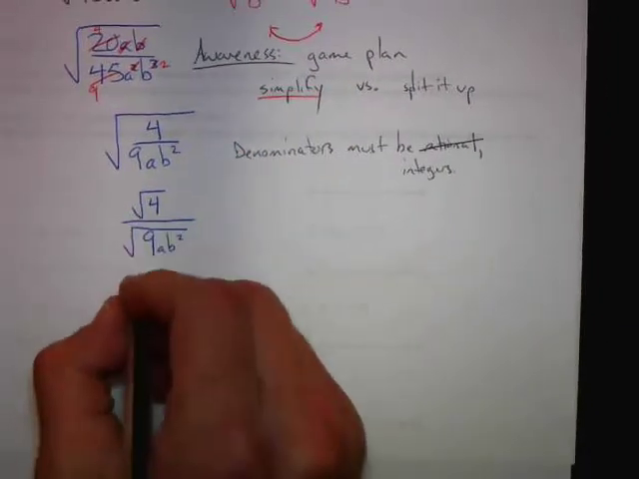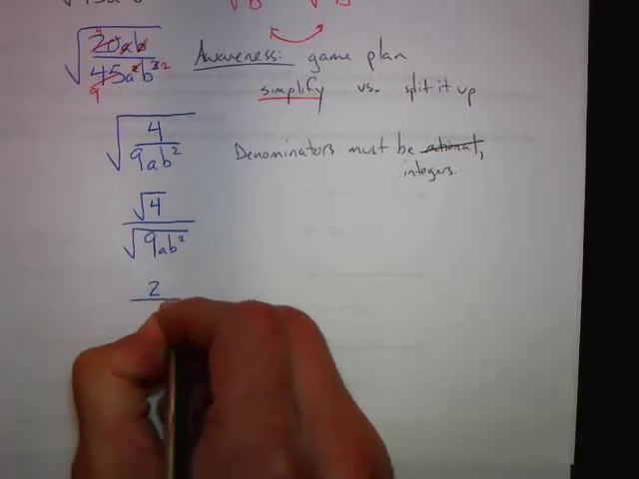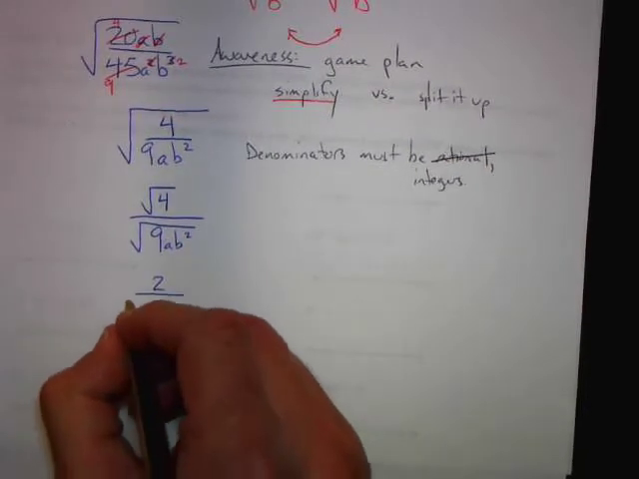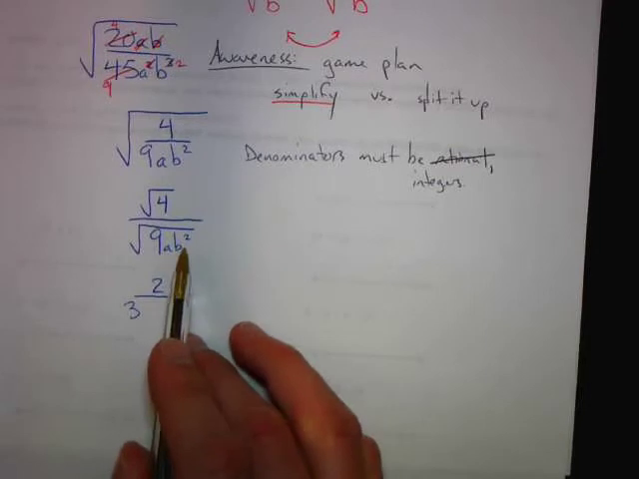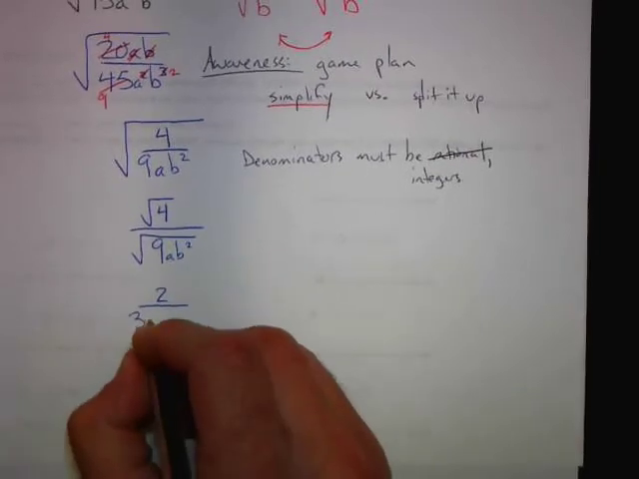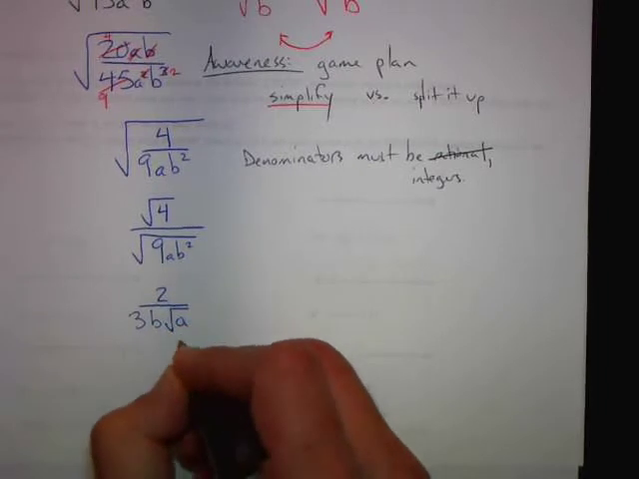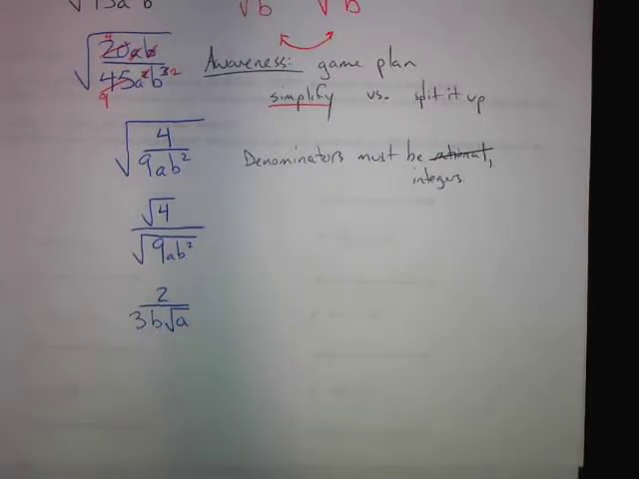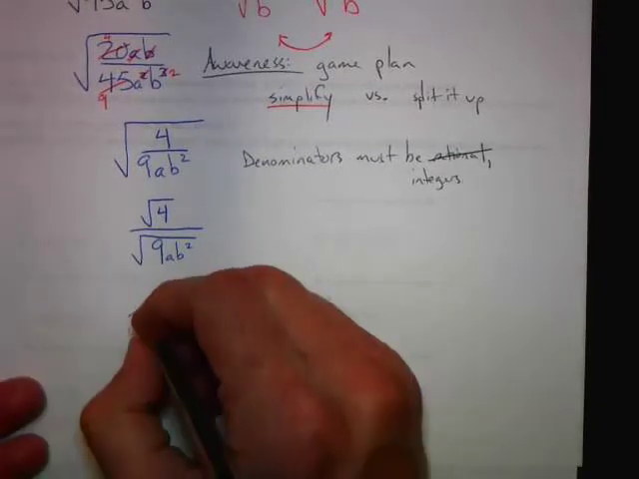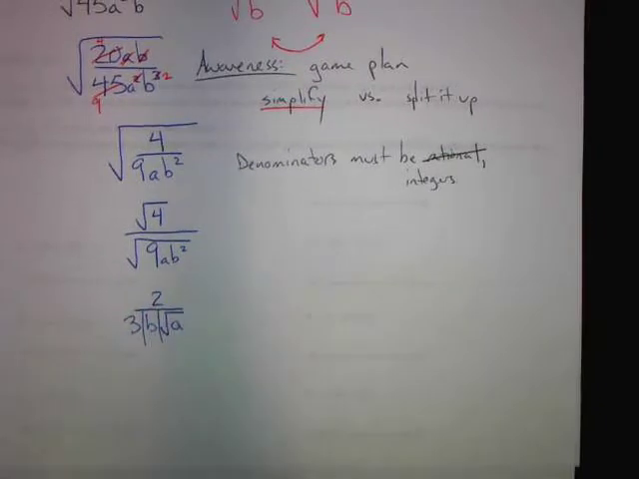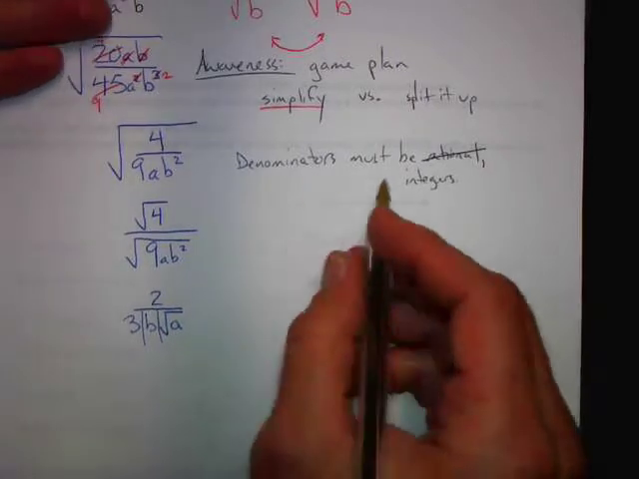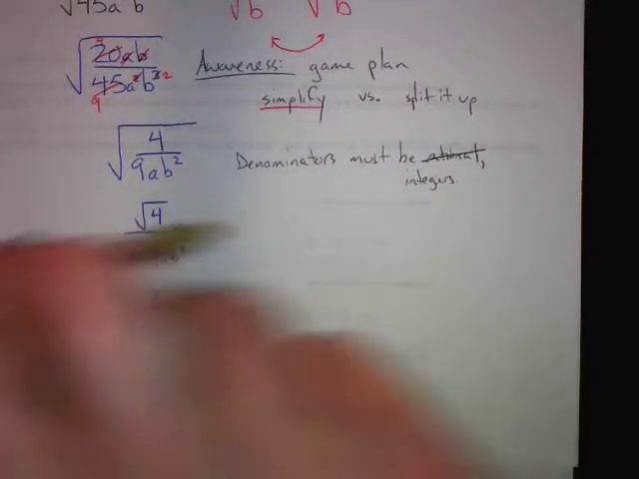Okay, so the square root of 4 is 2. Again, we're dealing with principal roots. The square root of 9 is 3. Again, principal roots. And the square root of b squared is b, again dealing with principal roots. And then we'll be left with the square root of a. All right, now craziness is about to ensue. First of all, we do need absolute values for the b, but that's not the point. The point is, what in the world do we do with that square root of a? Denominators must be integers. That's a big no-no.